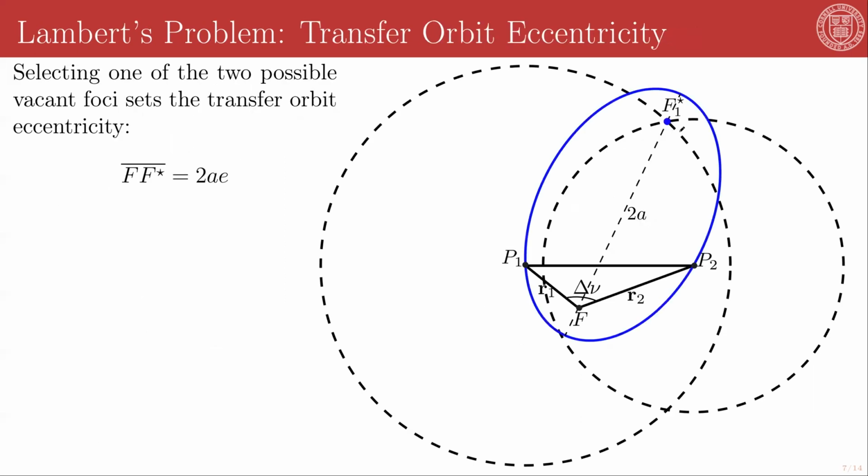Down selecting to one of these possible vacant foci locations will set the eccentricity of your transfer orbit, because the segment f star is equal to twice the linear eccentricity, so 2AE. For example, in this case, we have chosen this to be the actual vacant focus that we will use for our transfer orbit, which automatically generates this transfer orbit. You see that it maps between P1 and P2. And so by the selection, we've already chosen the semi-major axis, and now we have the eccentricity.